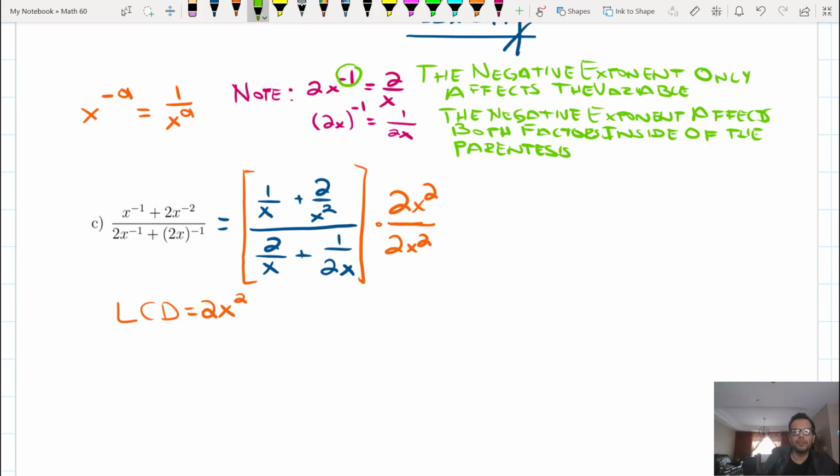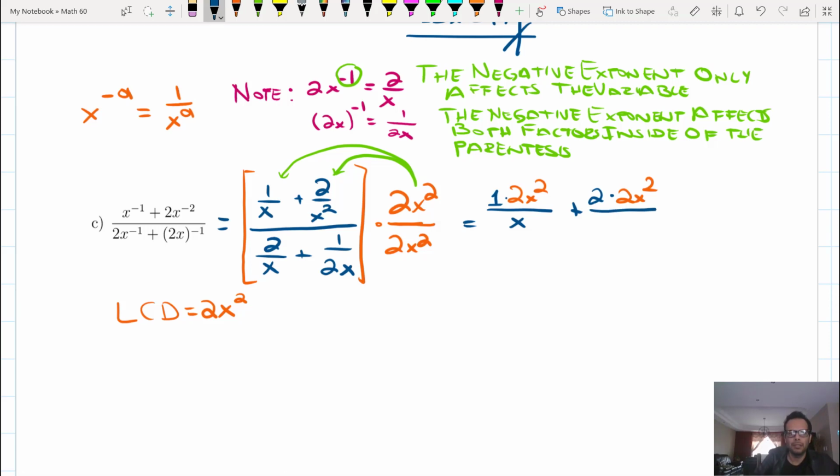All right, so let's do the same we did before. Let's distribute and distribute. Okay, so we're going to get the following. 2x, keeping actually the same. So 1 times 2x squared, that's going to give us 1 times 2x squared, divided by x plus 2 times the quantity that we distribute from the outside, which is 2x squared, and then divide that by x squared.